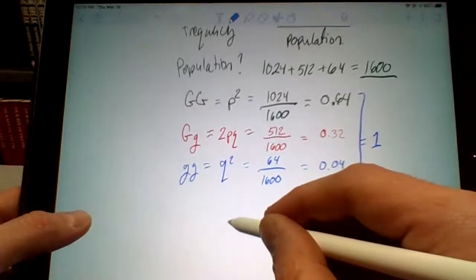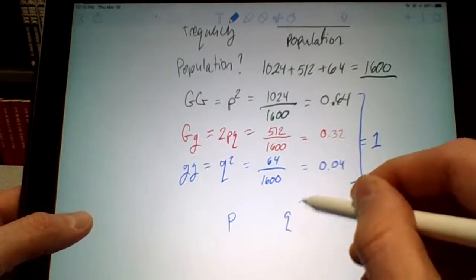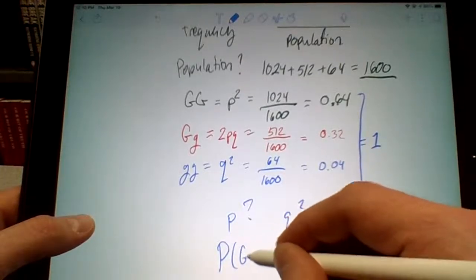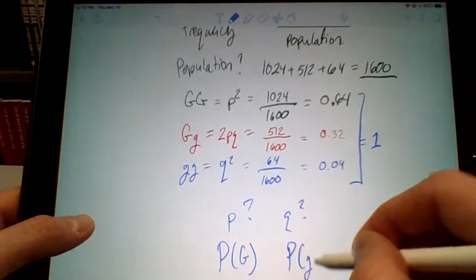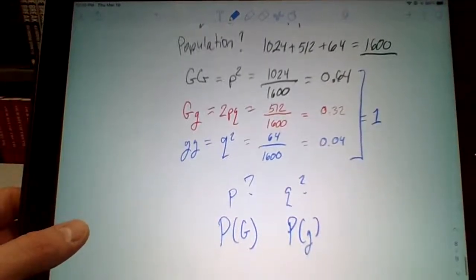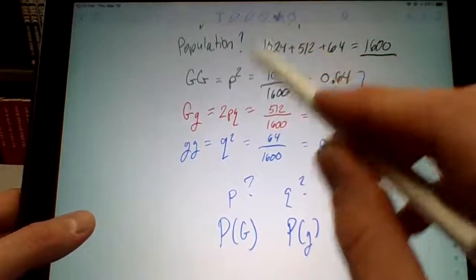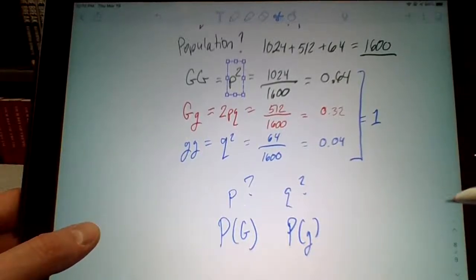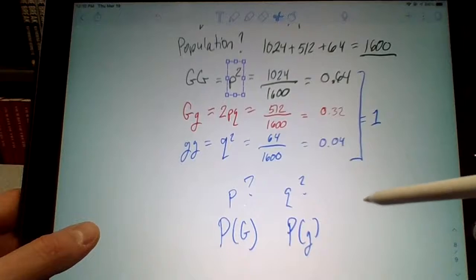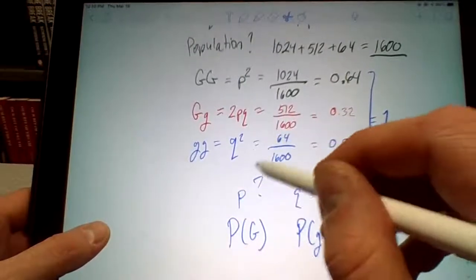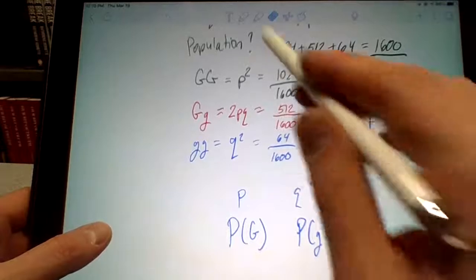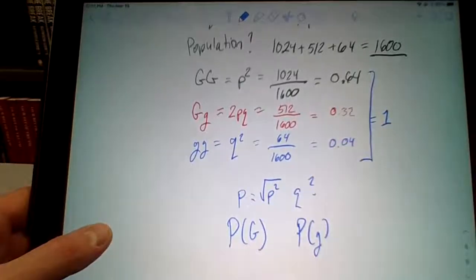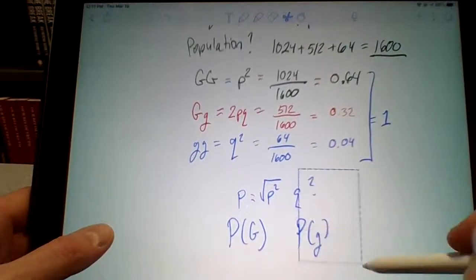Now the question they were asking is, how do we get P and Q, which are the probability of the capital G and the probability of the lowercase g, or probability of the dominant, probability of the recessive. And so the answer here is to consider that this equation has only one variable. It has just the p in it. It's p squared. And from math, we can take the square root of a square to determine the value.